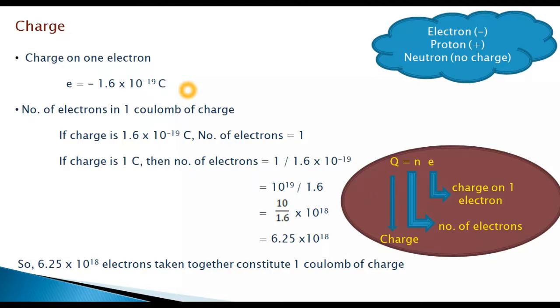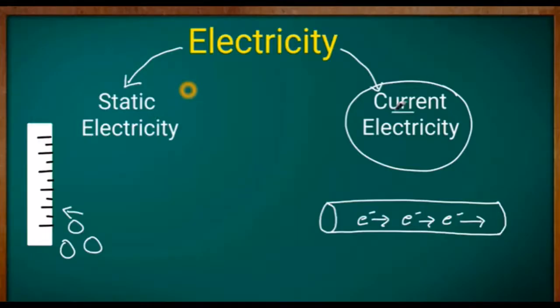Now here we are going to discuss electricity, right? And electricity is classified into two parts: static electricity and current electricity. What happens in static electricity? The word static means something at rest, stationary. So what happens in static electricity? Electric charges are at rest, or you can say stationary.